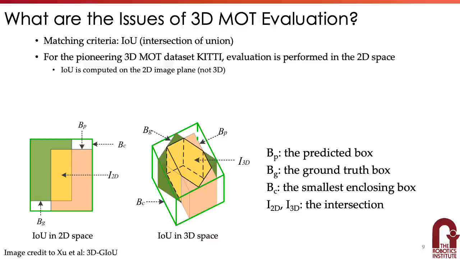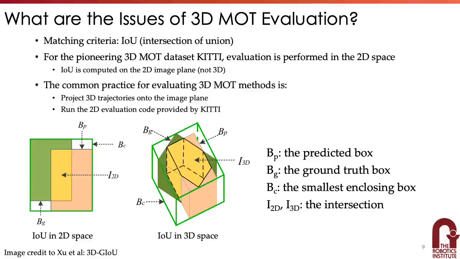Although a 3D MOT system can obtain 3D bounding box trajectories, the pioneering 3D MOT dataset, KITTI, only supports evaluation in the 2D space. As a result, the common practice for 3D MOT evaluation on the KITTI dataset is the following two steps. First, project the 3D MOT result onto the image plane. Second, run the 2D MOT evaluation code provided by KITTI, which of course will give you 2D MOT results, not 3D.